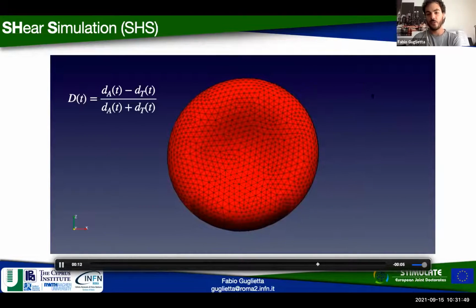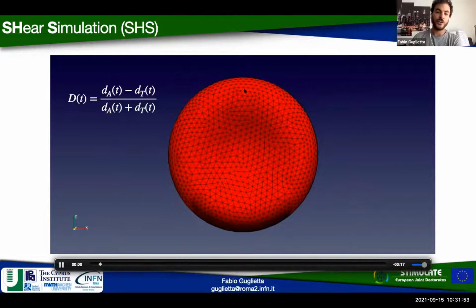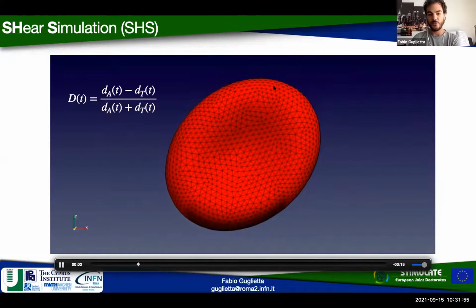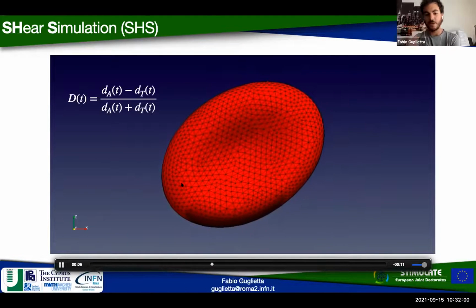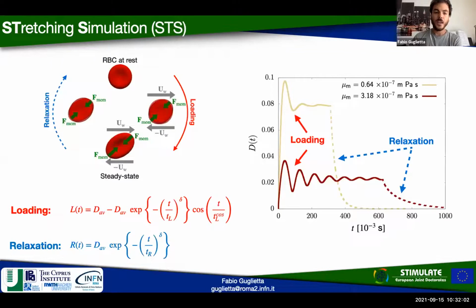And then when the flow stops, the RBC does not rotate anymore, and it just relaxes to the shape at rest. So this tank-treading motion is important, and we will come back to this later. However, again, this is the full process of loading and relaxation. And here we are reporting again the deformation. Now there are two main differences here.